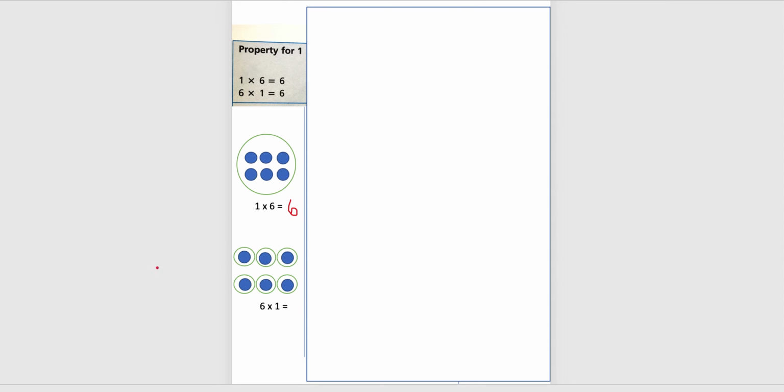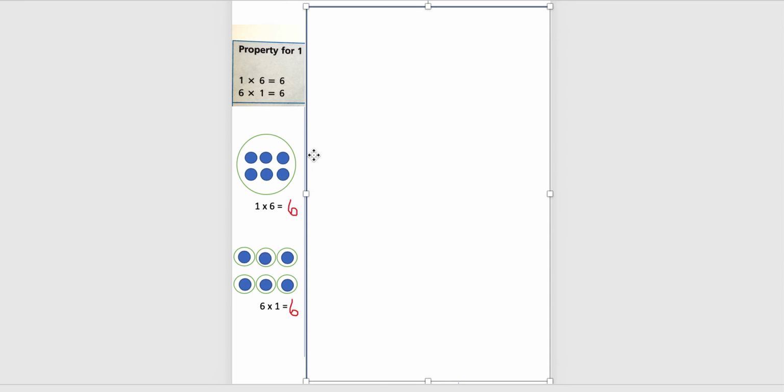So let's look at the next one. We have 6 times 1, 6 groups of 1. If we look down at this visual down here, we have 6 groups marked by the green with 1 in each group. So now they want to know how many groups we have, and it shows 6. Therefore, showing our property for 1, anything times 1 is the number itself.